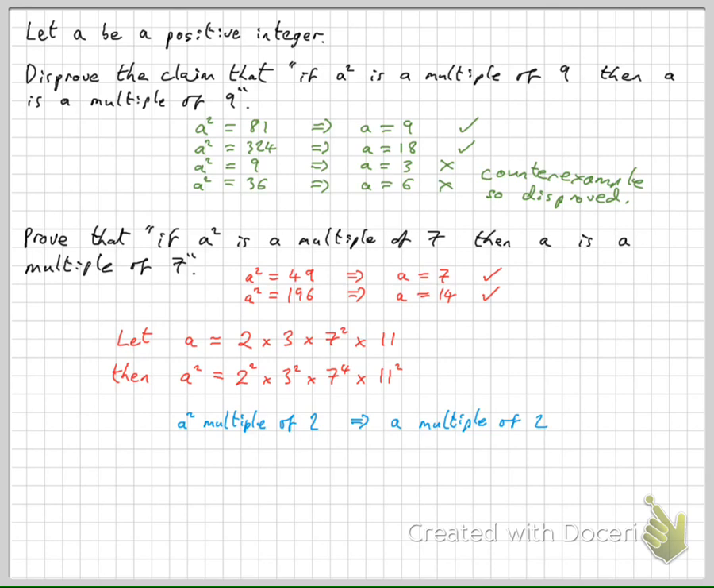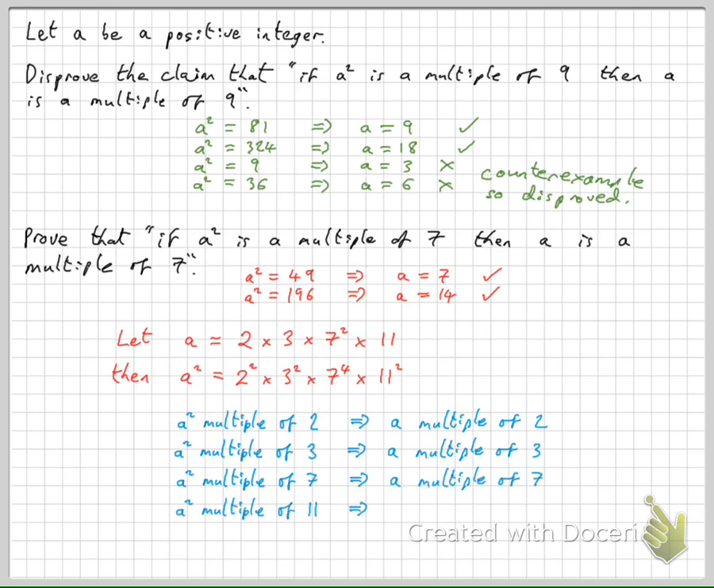If we look this other way, this number is a multiple of 2, there's a 2, and therefore, as we can clearly see, a is also a multiple of 2, it's got one there. And the same is going to work for 3, and the same is going to work for 7, and the same is going to work for 11. But does the same work for anything else?